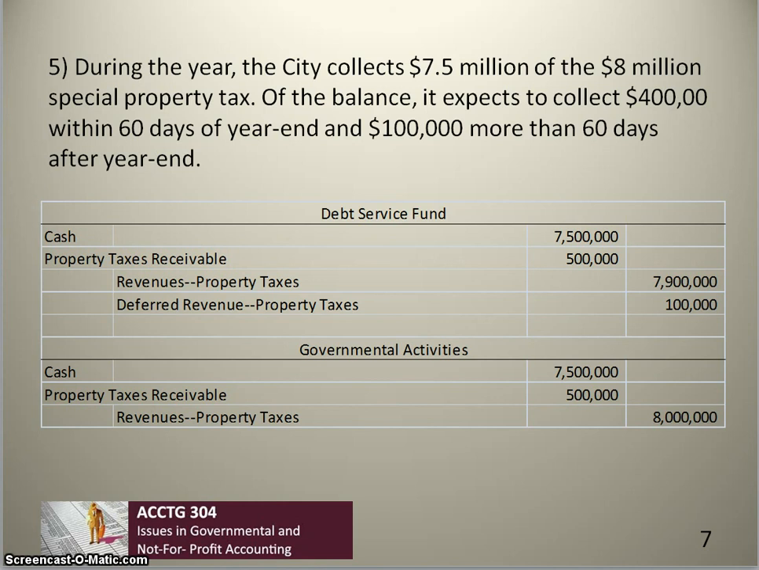So in the debt service fund, we record the receipt of the cash. We recognize the receivable for the remaining $500,000, but we recognize only $7.9 million of the total amount of the property tax, and we defer the $100,000 that is expected to be received more than 60 days after the end of the fiscal year. In the governmental activities, we also record the levy and receipt of the property taxes, but we don't defer the $100,000 in revenue because, as you recall, the measurable and available standard does not apply in the accrual basis governmental activities.